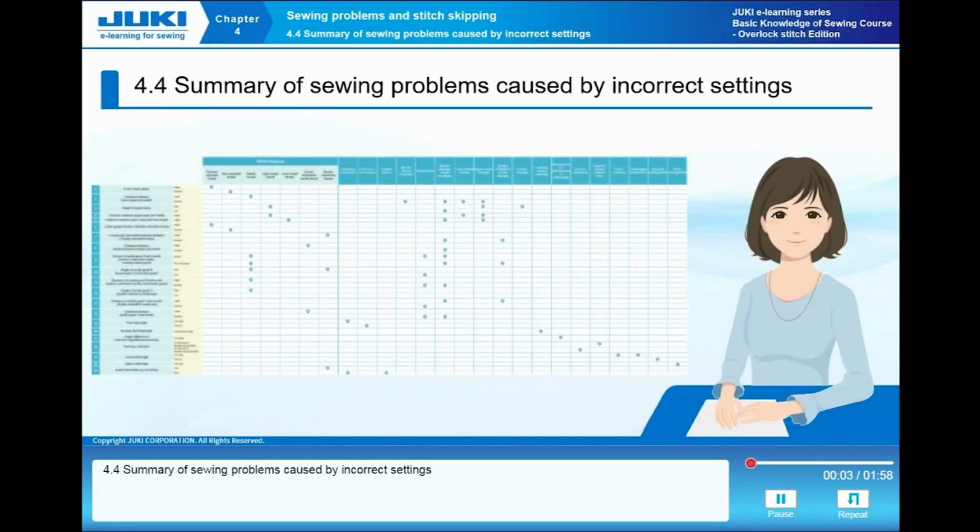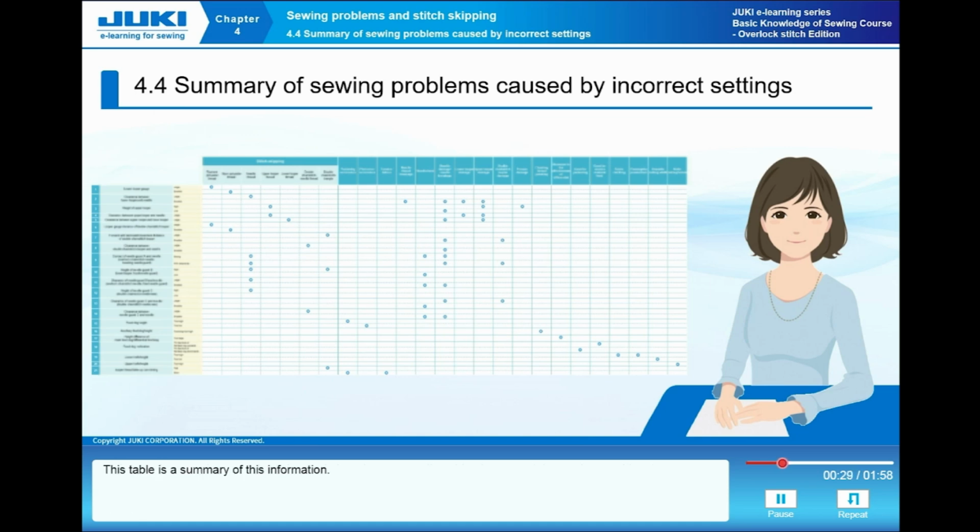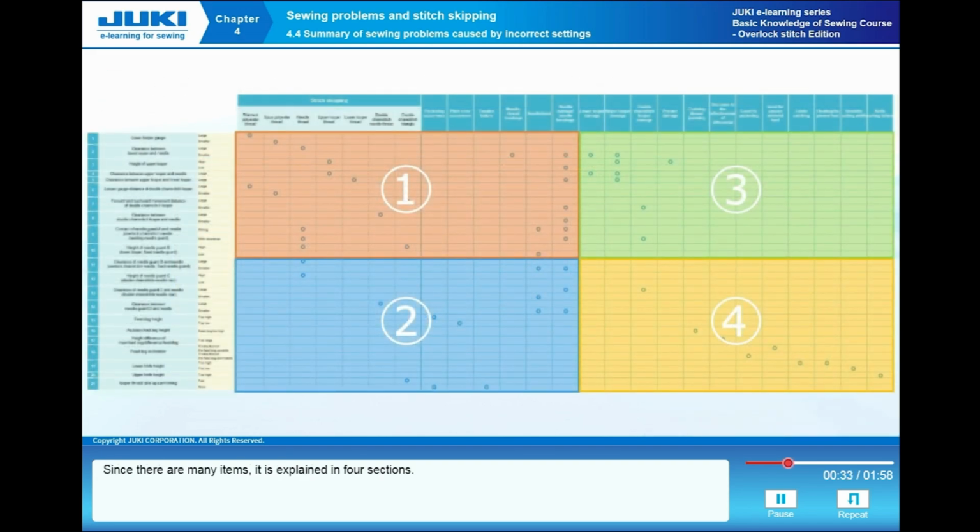Summary of sewing problems caused by incorrect settings. In the previous sections, you have learned about important adjustment elements of the sewing machine that can determine the quality of your sewing project, and also about what problems can occur if they are not adjusted in the right way. This table is a summary of this information. Since there are many items, it is explained in 4 sections.